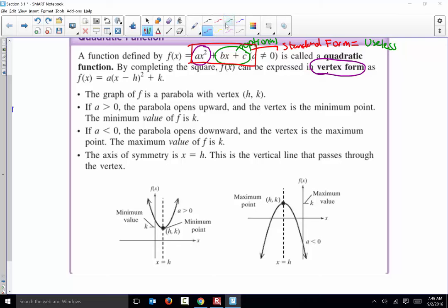Then what do we need to do? Our main task in this section is, once this is given, can I make a vertex form out of it? And yes, we can. Yes, we can turn it into vertex form. I call vertex form also the very useful form. This is the real form we like. So this is the useful one.